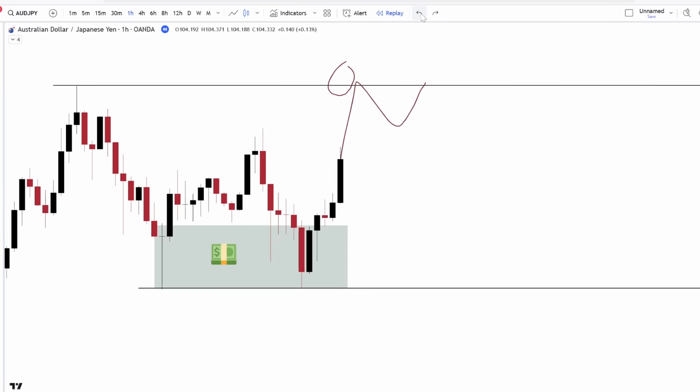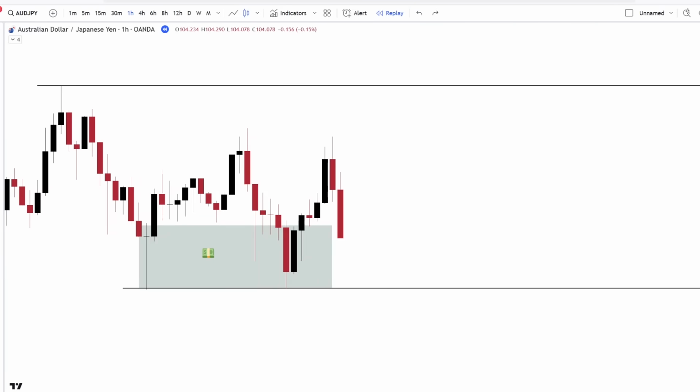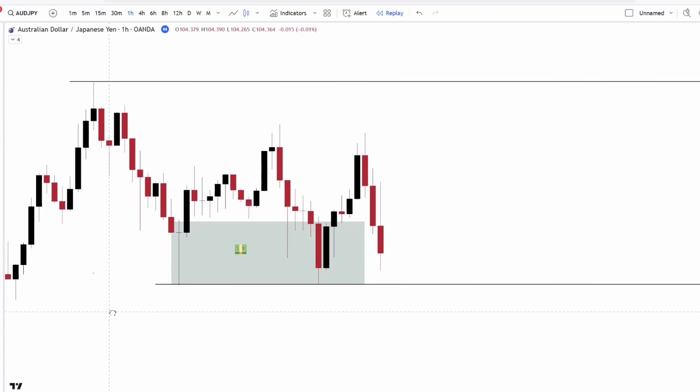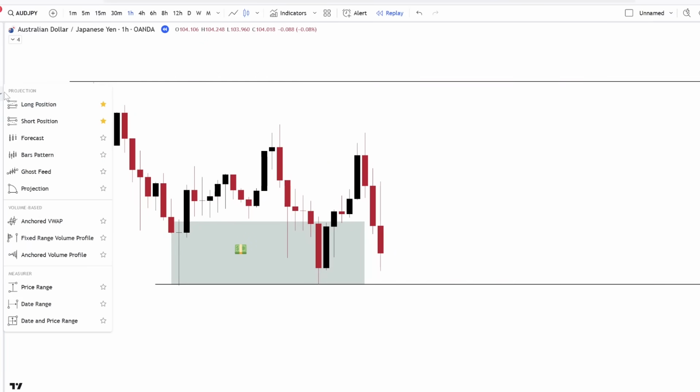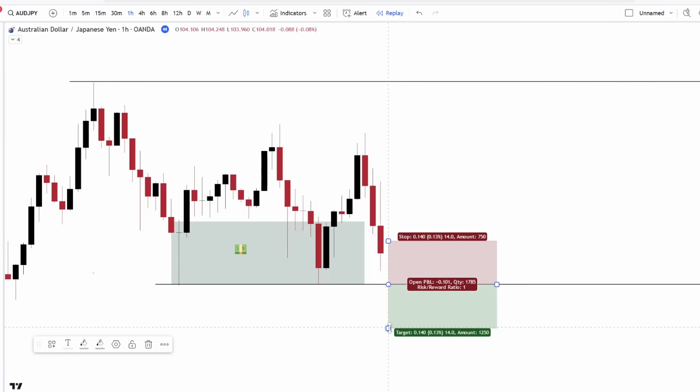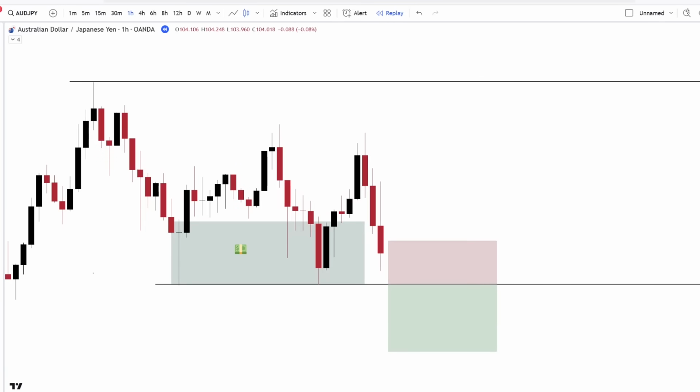Now, if price fails and does not reach this level and comes back, that means the dollar sign was not as big. There were not that many buy orders, and it would be a small buy order. So let's see. Price failed to break structure. So now what are we waiting for? We're waiting for our liquidity run. So once price gets below this level, we can get in a short.